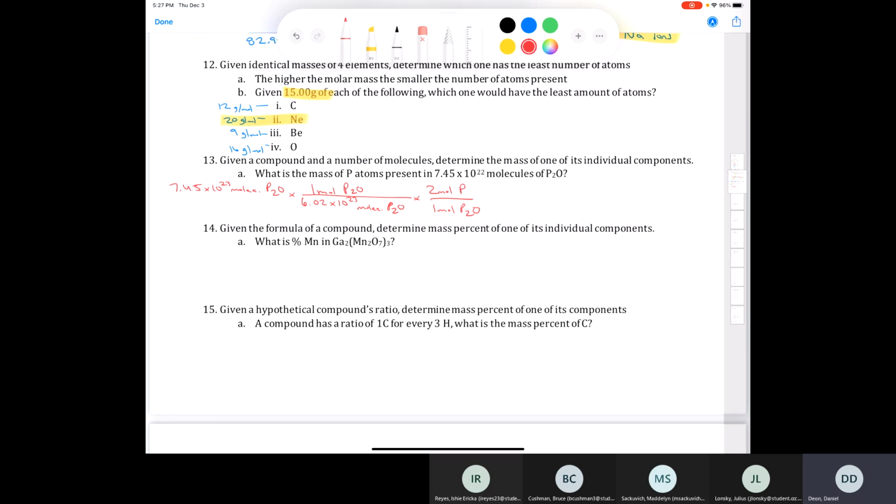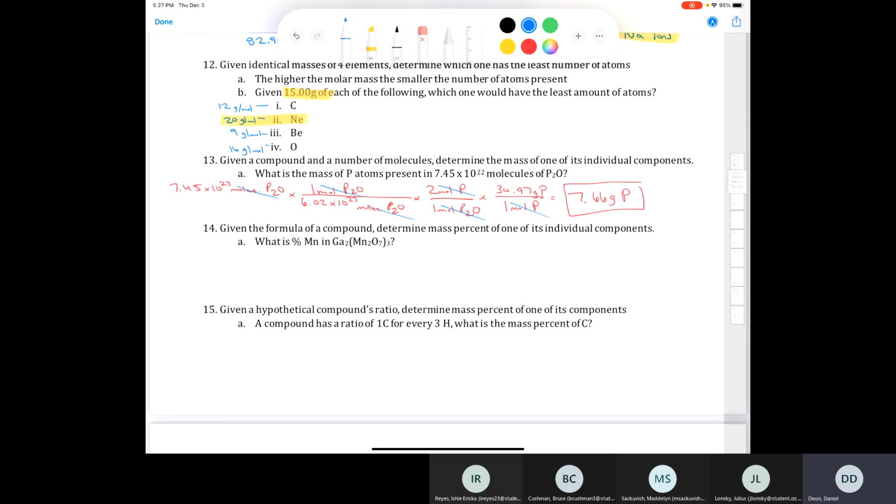Okay. Now, if we were to stop here, we'd have the number of moles of phosphorus. So all I have to do is multiply this by the molar mass of phosphorus. I go to the periodic table and I see that there's 30.97 grams of phosphorus in 1 mole of phosphorus. Let's double check our units. Molecules of P2O cancel, moles of P2O cancel, moles of phosphorus cancel out, and I'm left with grams of phosphorus. So when I punch all that into my calculator, I get a mass of 7.66 grams of phosphorus when I have that many molecules of P2O.